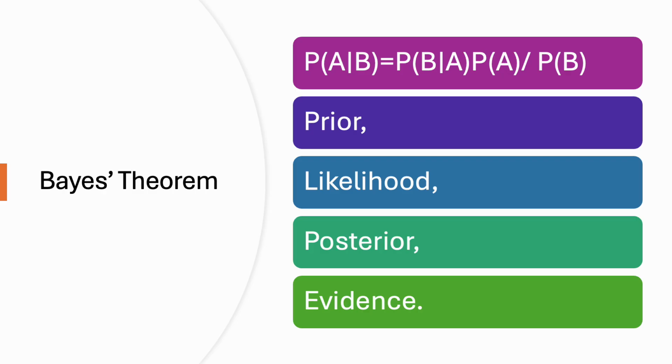A classical example of Bayes' theorem in action is medical testing. Suppose a disease affects 1% of the population, and the test for this disease is 99% accurate, meaning it correctly identifies the disease in 99% of infected individuals, true positives, and correctly rules it out in 99% of healthy individuals, true negatives. If David tests positive, what is the probability he actually has the disease?